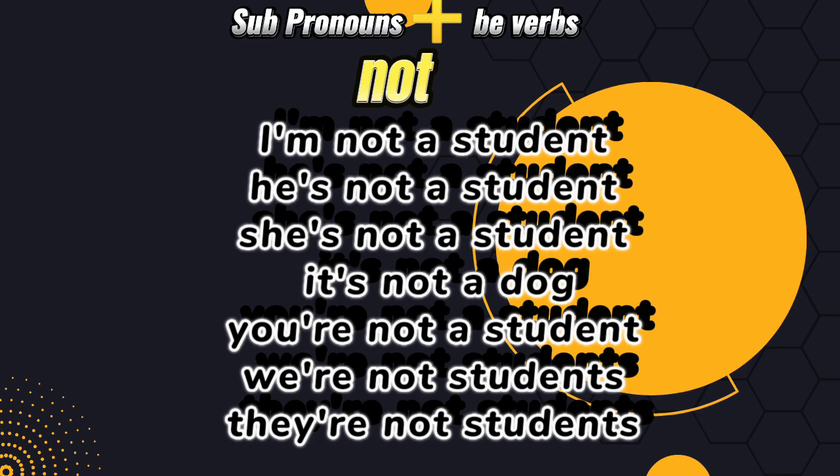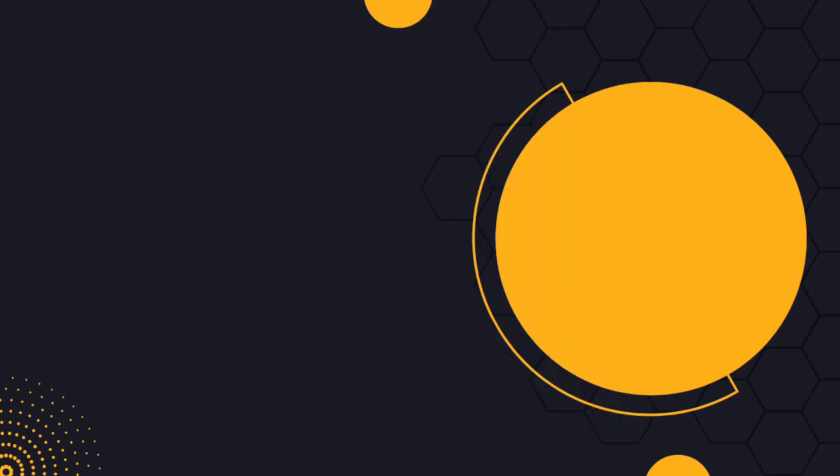The next one is a little bit different. We have we are, we're. Now remember, we means more than one. Okay, so we say students, we put an s. We don't put an a. And they're is the same thing. It means more than one. So they're not students. They're not students. Now move to the next part.